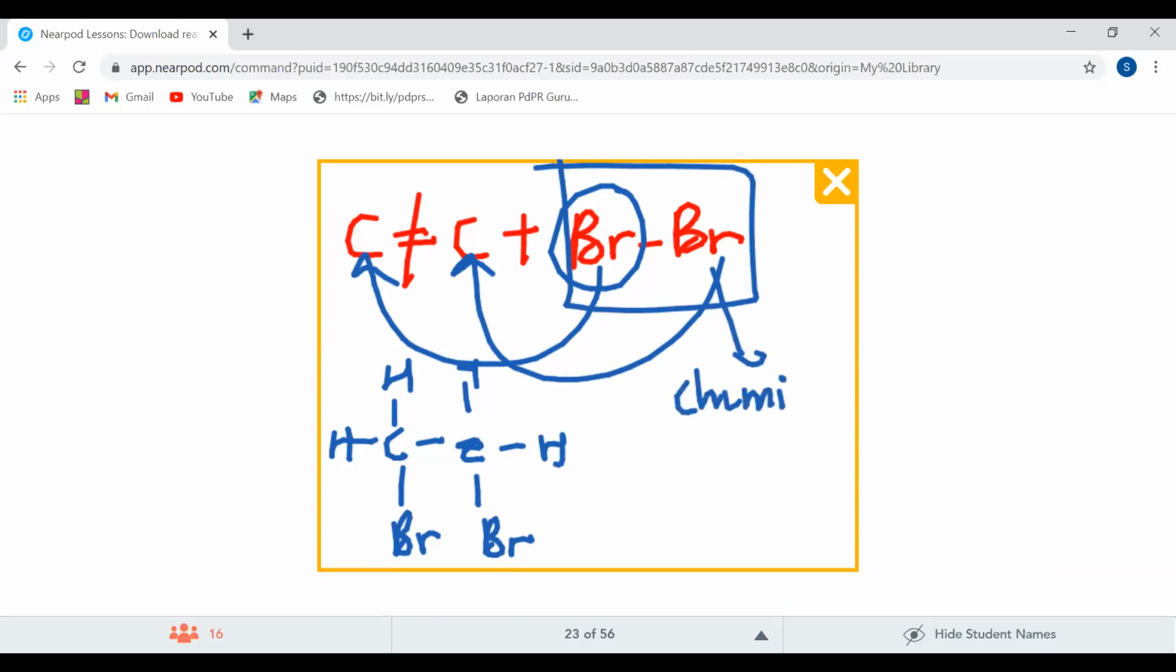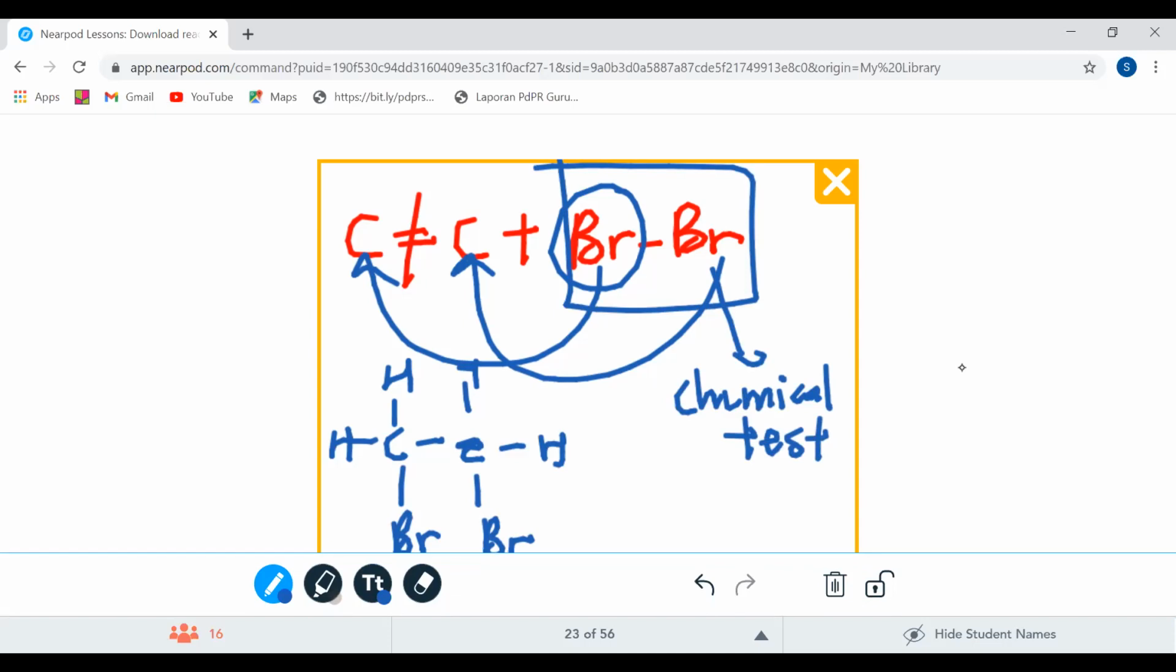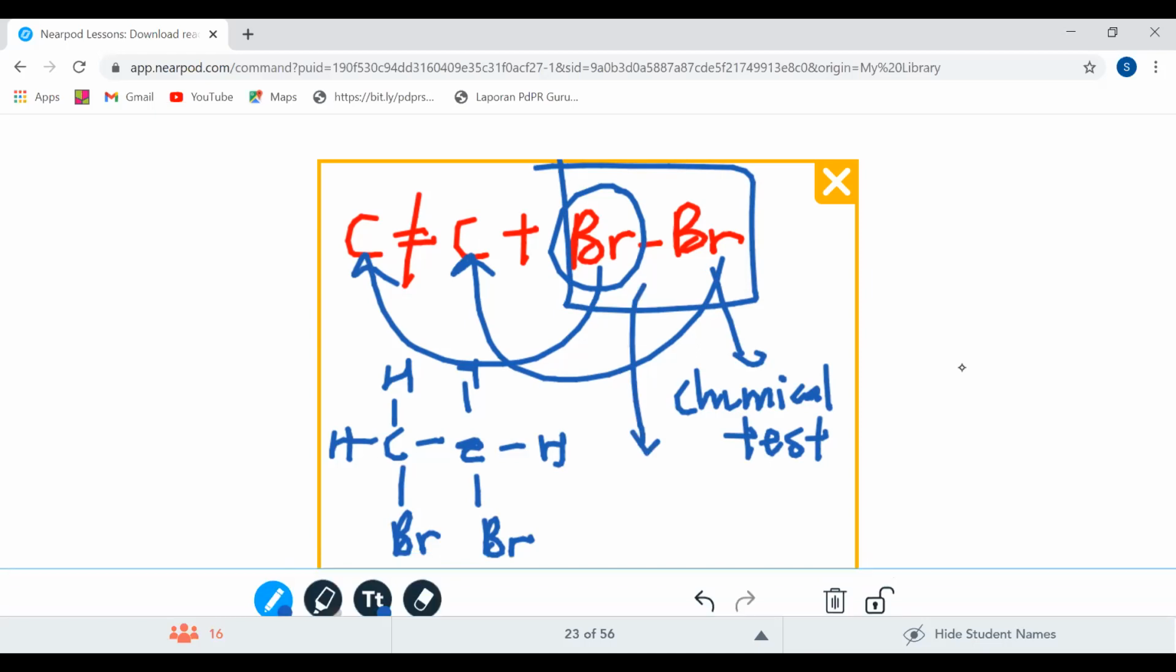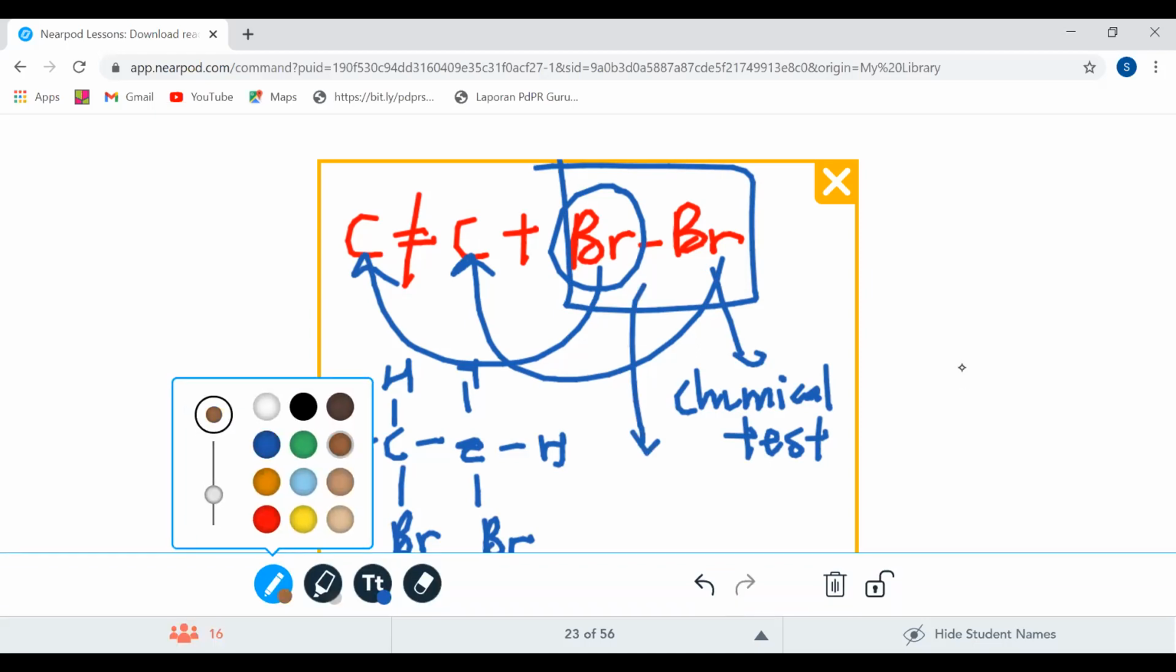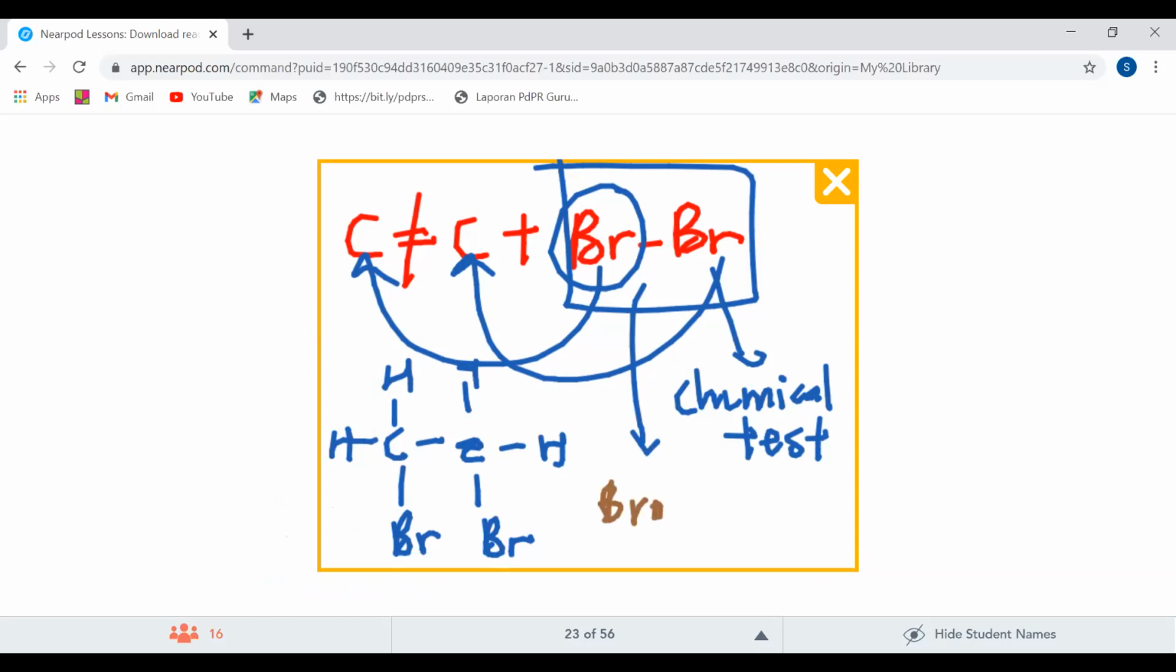Let's say teacher has an alkane and an alkene. Teacher wants to distinguish which one is alkane, which one is alkene. I put liquid bromine into a little bit of alkane, and liquid bromine into a little bit of alkene. You will notice that only in an alkene, my bromine, what color is bromine? Brown. Yes, bromine is brown, it will change to colorless.